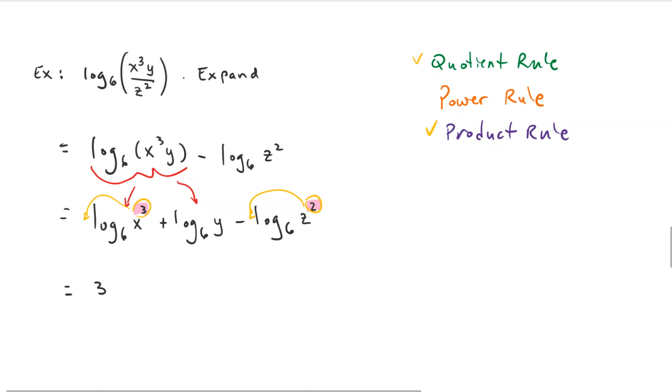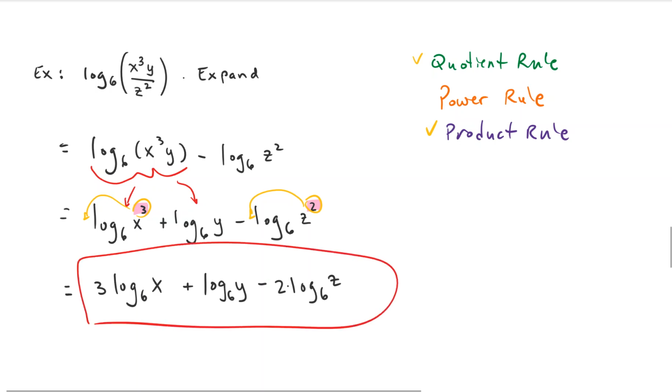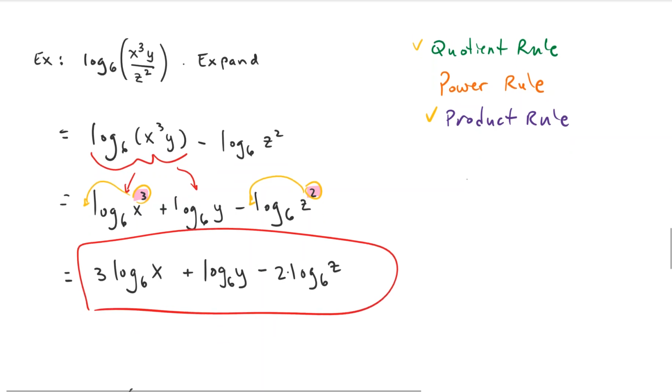So we have 3 log base 6 of x plus log base 6 of y. That term just stayed the same, nothing changed. But here we have the 2 coming out in front, so 2 log base 6 of z. And we're done. No problem there. Oh, I should probably put a check mark. There we go, power rule done.